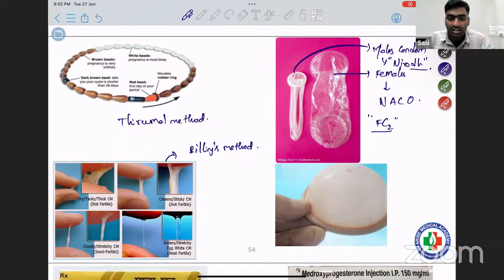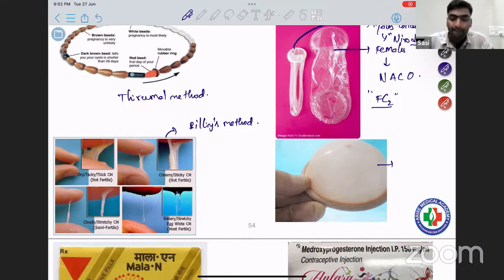So just remember one. Next one is the Dutch cap or the diaphragm. It is the Dutch cap or the diaphragm. Just remember this one.